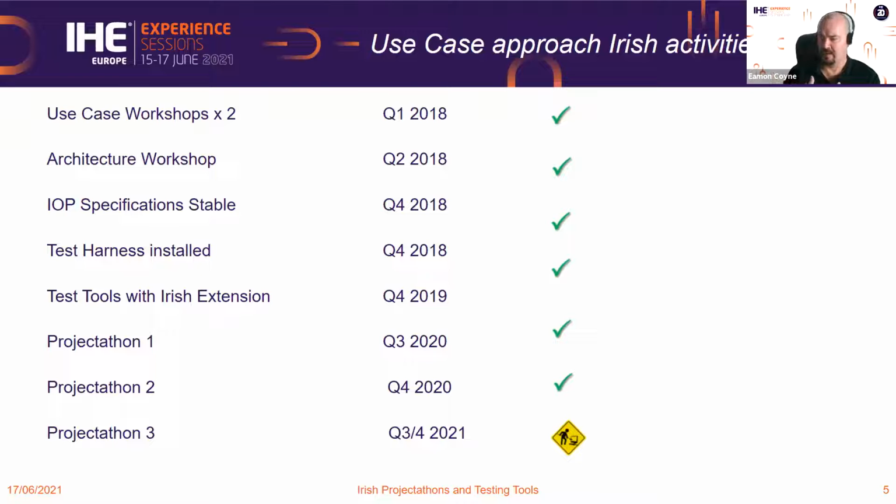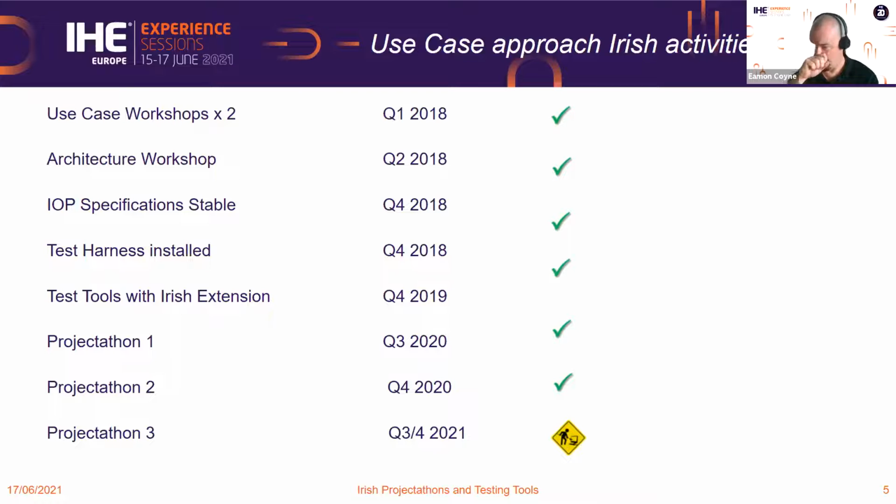For example, the PDQ query for Ireland would be specific to the patient identification specification that we developed to return the IHI, which is the individual health identifier. So once the test tools were there with the Irish extensions, that gave us the capability to start participating in projectathons. Unfortunately, we couldn't have the projectathons face-to-face. They were done remotely, but again, with great success under the supervision and guidance and help of IHE services.